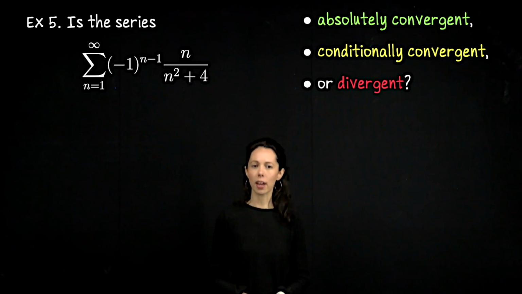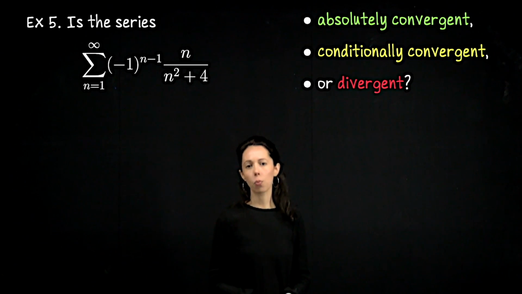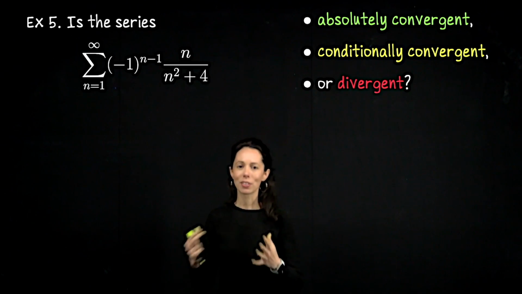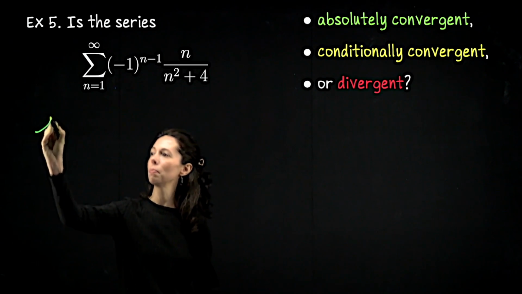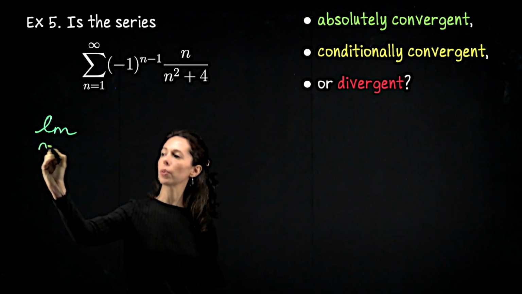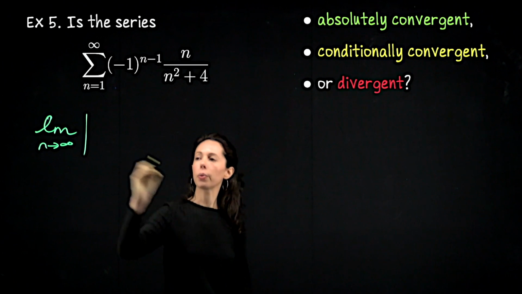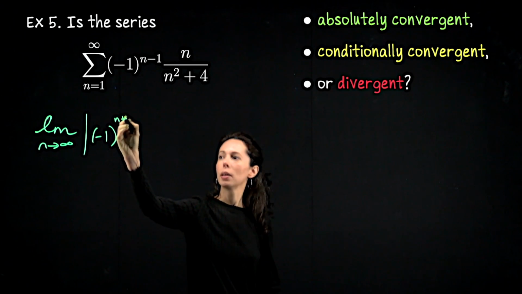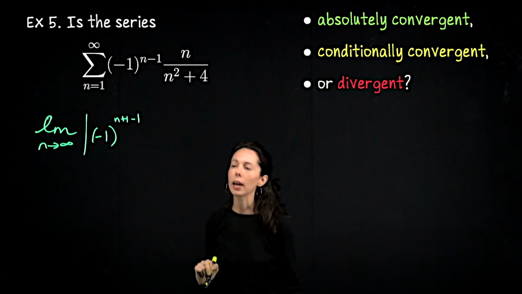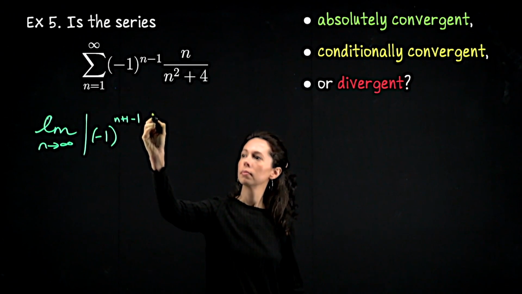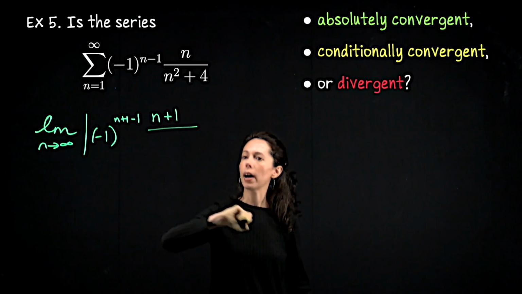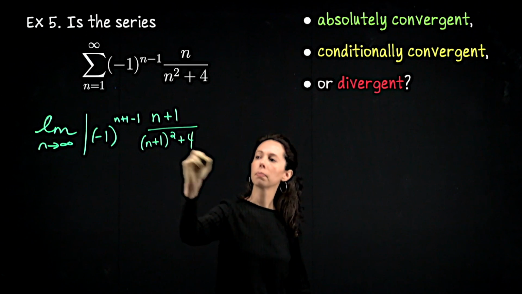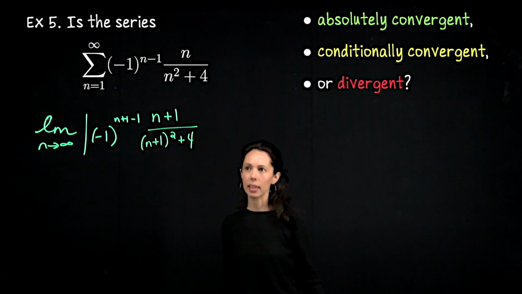Let's do the ratio test on this series, whose terms look like -1 to the n minus 1 times n divided by n squared plus 4. So let's set up our n plus 1th term so that we can take the limit as n goes to infinity of the absolute value of -1 to the n plus 1 minus 1. I'll write that, n plus 1 minus 1, times n plus 1 divided by n plus 1 squared plus 4. Okay, that whole thing is the n plus 1th term.